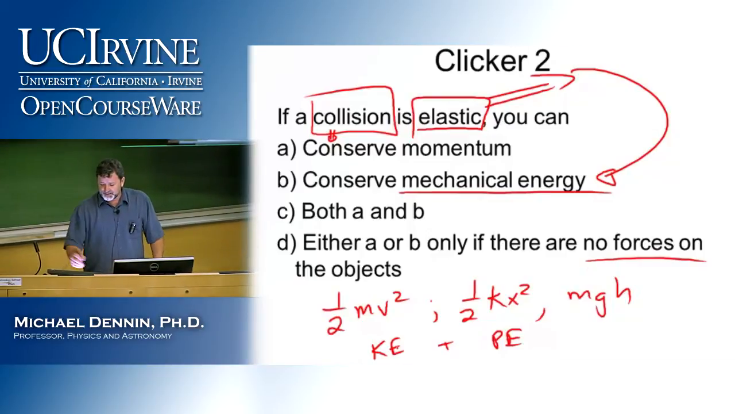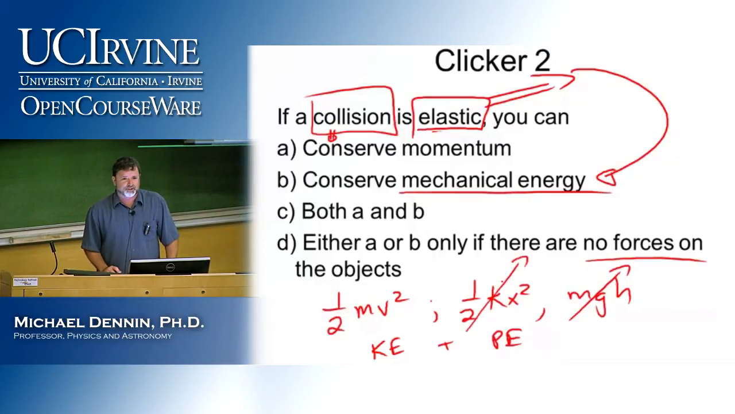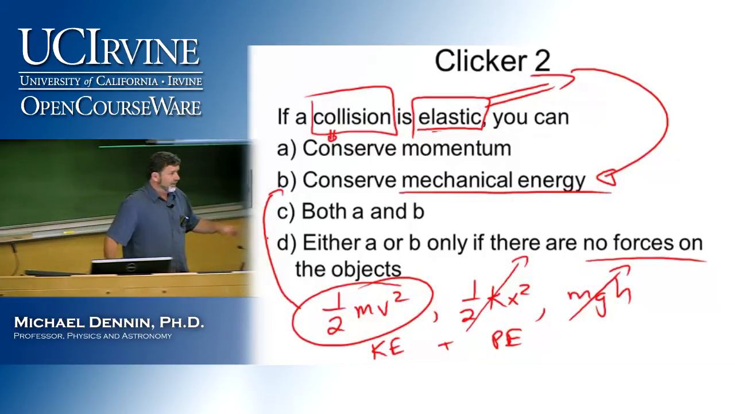Basically, the nice thing is in most collisions which are elastic, they happen without a change in height, so you don't have to worry about MGH. And it's very often just between two objects, there's no spring there. And so at the end of the day, again, most of the time the mechanical energy you're worried about is kinetic energy. That's what you're looking at.